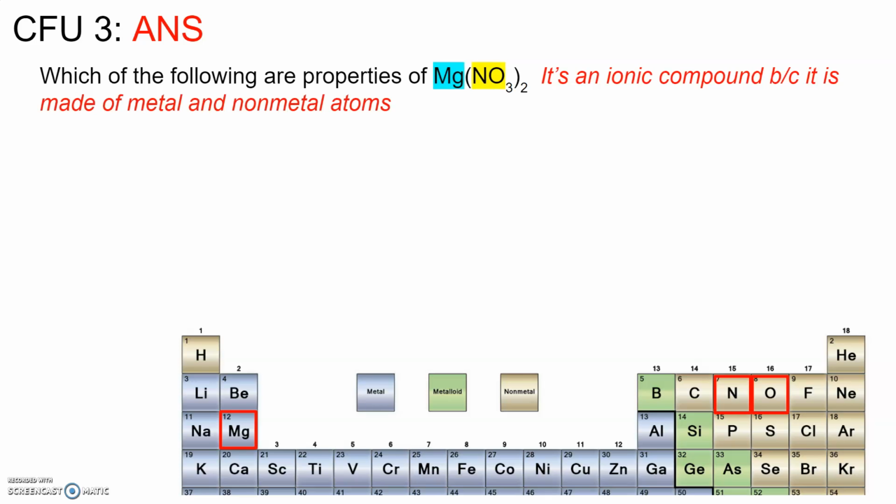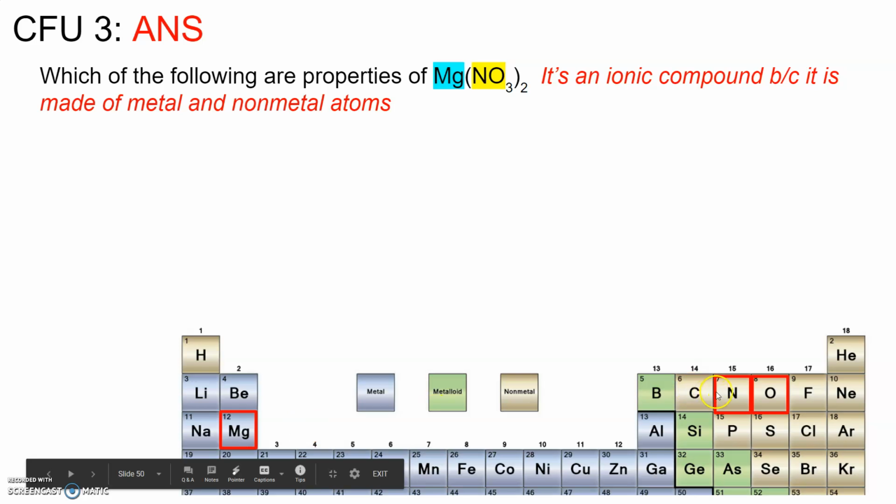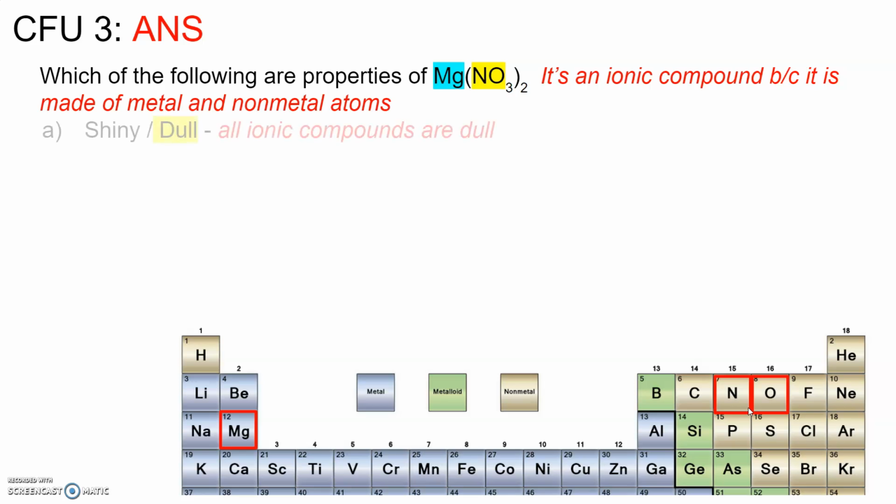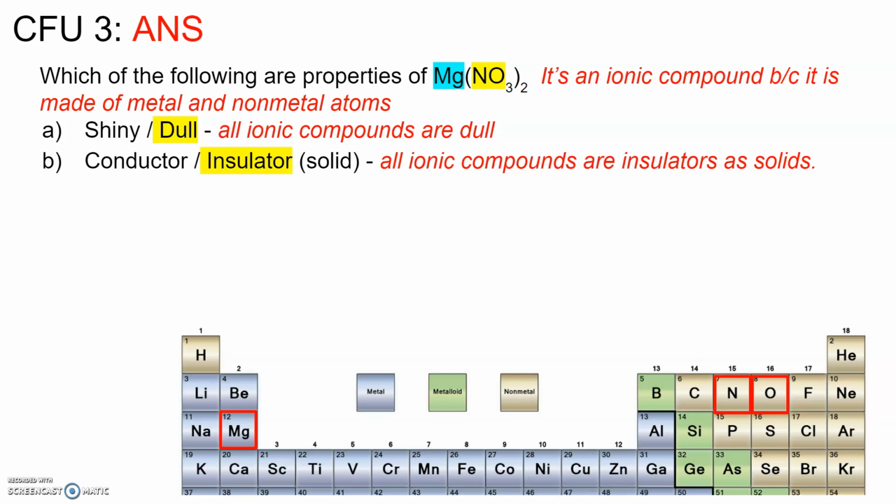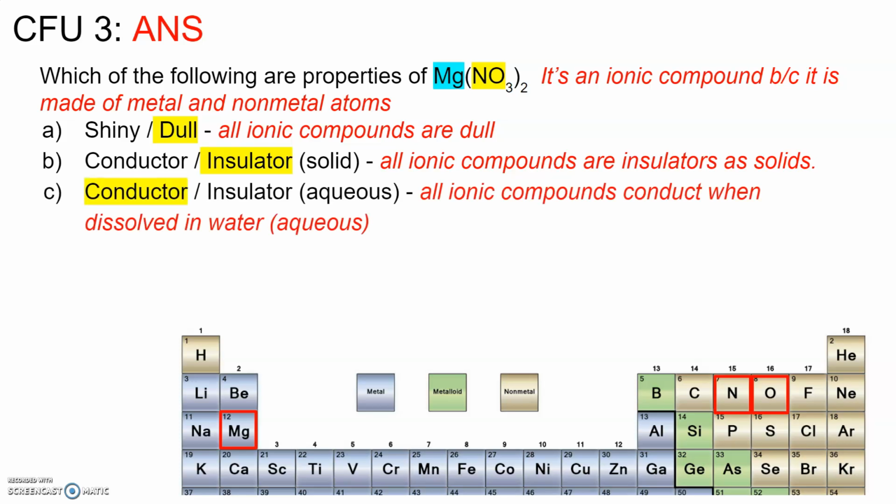Okay, so magnesium nitrate is an ionic compound. I know that because magnesium here is a metal, and nitrogen and oxygen are nonmetals. So if it's made up of metal and nonmetals, it's ionic. So ionic compounds are dull. As a solid, they are insulators, meaning they do not conduct electricity in their solid state. So if you were to take a conductivity probe and put it in a lump of salt, it will not conduct. However, in aqueous solution, they do conduct. So if you dissolve that salt in water and then use a conductivity meter, it will be lit.